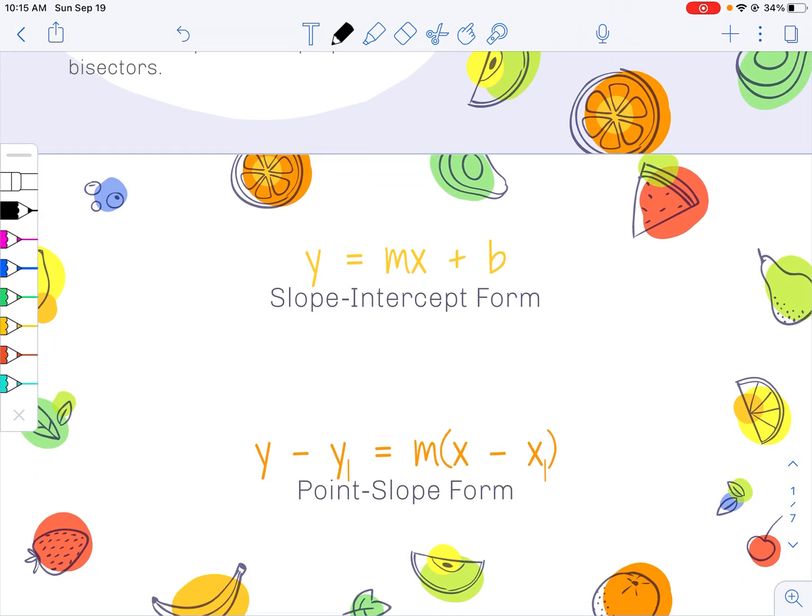So quick review, you've got your slope-intercept form. Your slope is going in for m, and your y-intercept, so where the line crosses the y-axis, goes in for b. And then you've also got point slope form. Again, your slope goes in for m, and then I'm putting in an ordered pair for x1 and y1 here, and notice I'm subtracting those, which is counterintuitive.